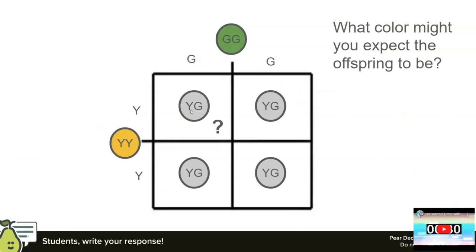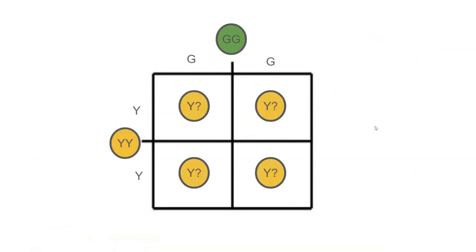But what color do you think the crop was? Well, it turns out that the crop was 100% yellow. So Gregor Mendel was a little confused. They're all yellow, but I know that I crossed it with a green pea.